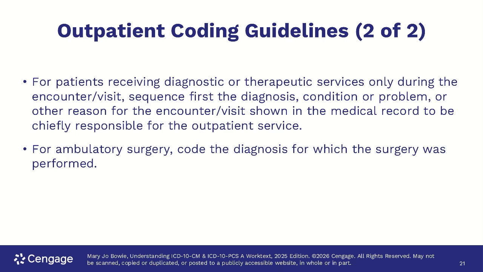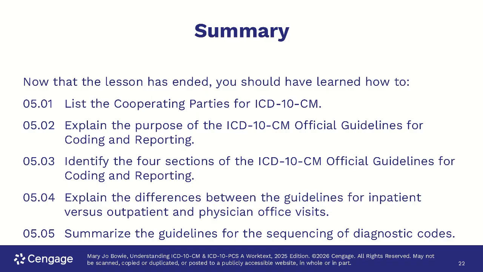And then another couple of guidelines to consider. Number one is a situation where a patient is coming in for a diagnostic service only or a therapeutic service only. You are going to sequence first the reason for that diagnostic or therapeutic service. Diagnostic means they're trying to find out a diagnosis. Therapeutic, they know what the diagnosis is, they're treating. Then for ambulatory surgery, you are going to code the reason first for the surgery. And when you think about these guidelines, they absolutely make sense.